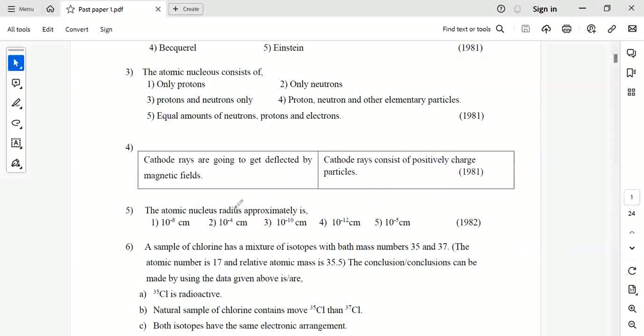Then atomic radius. The radius of the atomic nucleus is 10^-12. The radius of the atom is 10^-8. Then question number 6.